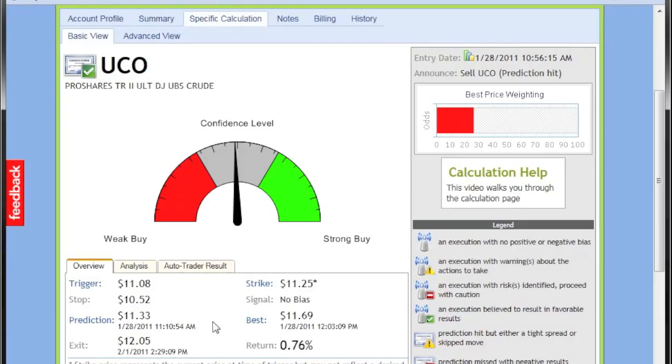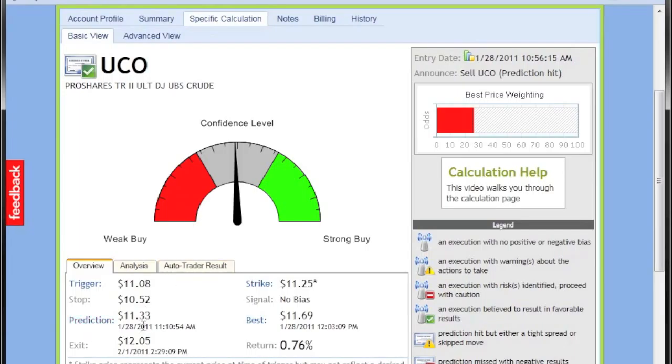The prediction and the best price are your two price points for your exits. Now, in the case of compressions, most likely you'll want to look at the prediction price, but with respect to everyday moves, typically in the gray, you're going to want to look at your prediction price.